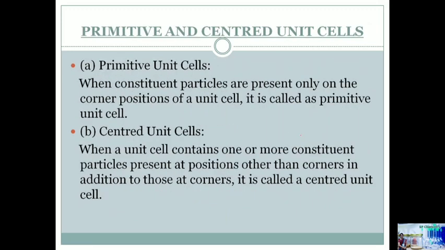Let us come to primitive and centered unit cells. So primitive unit cells, when constituent particles are present only on the corner position. Constituent particles are present only on the corner positions of a unit cell. Those type of unit cell known as primitive unit cell.